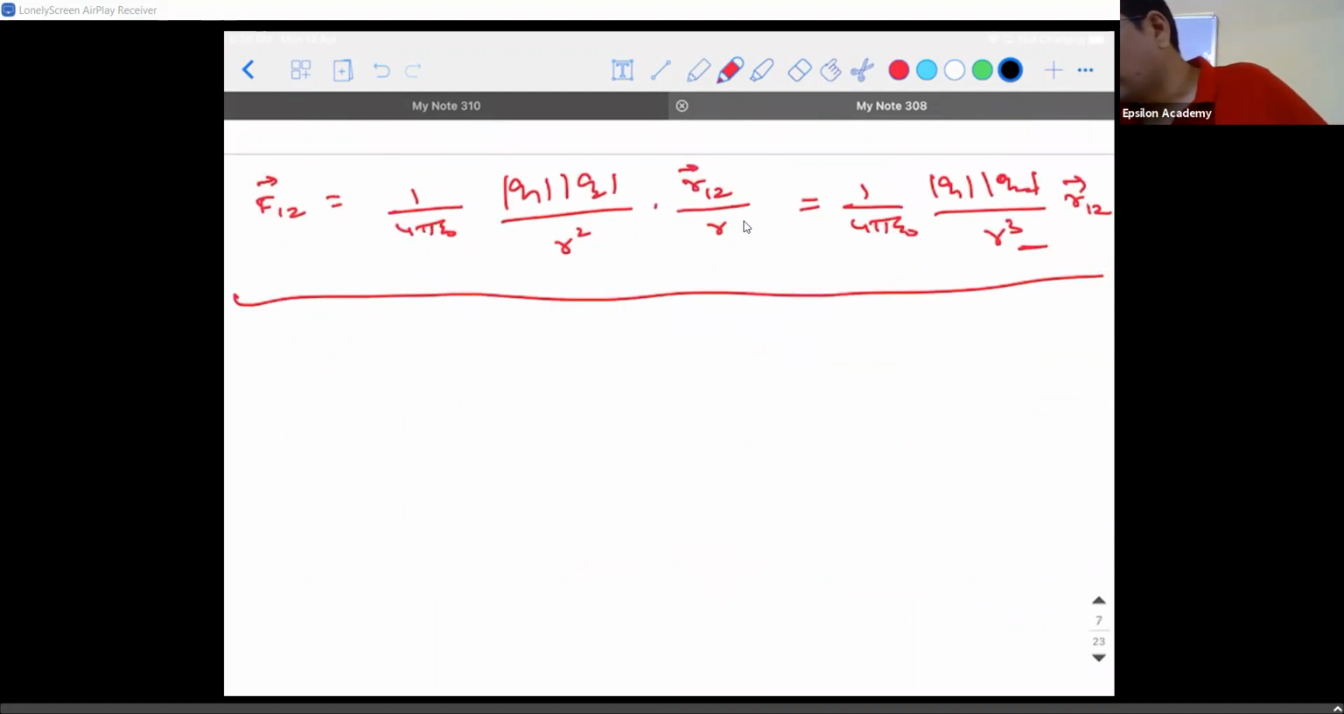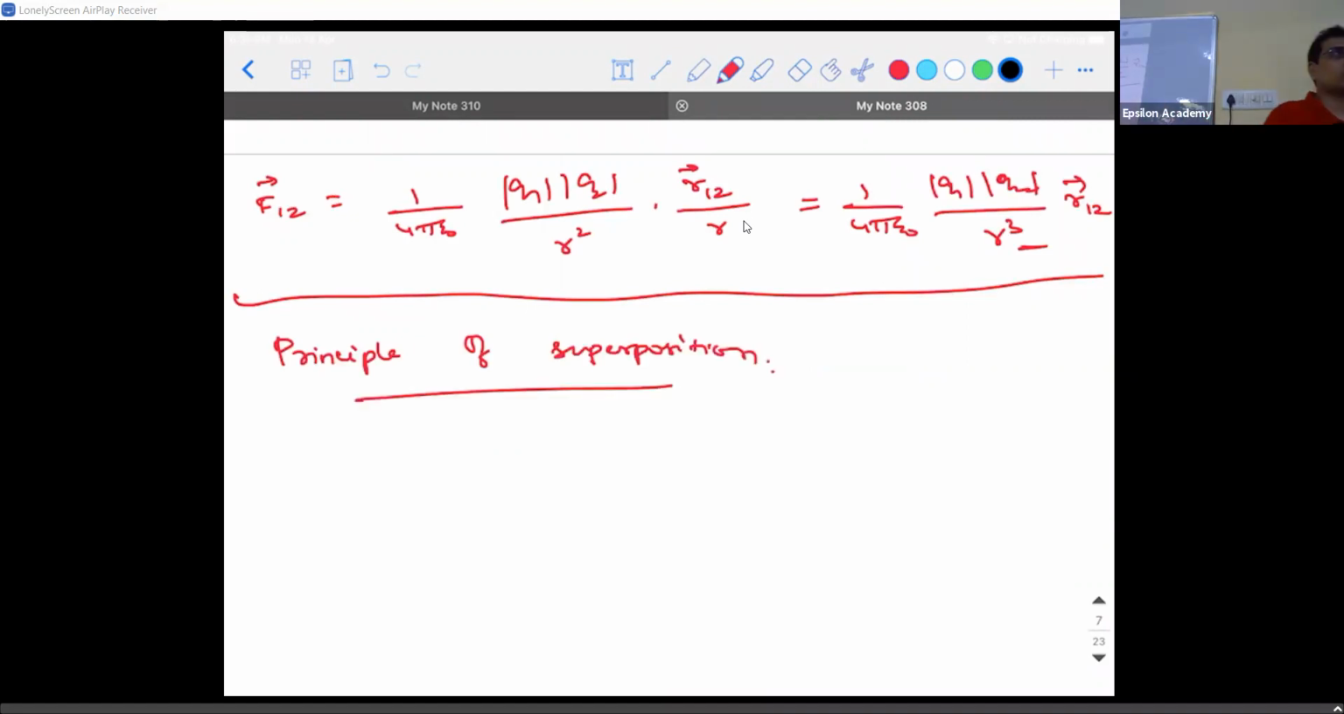Now let's go to the next important concept, which is called the principle of superposition. This is not new to you. You have heard it last year, in the last chapter on waves, standing waves, modes, antinode. You had something called the principle of superposition. Now how are you going to apply that concept here? That is the question. So let's try to understand.